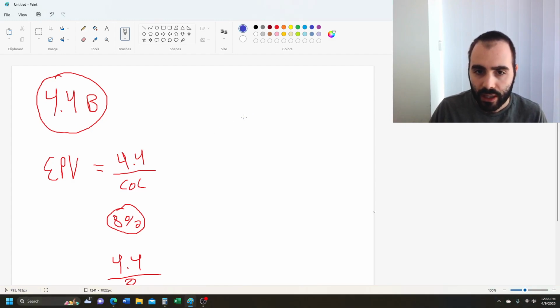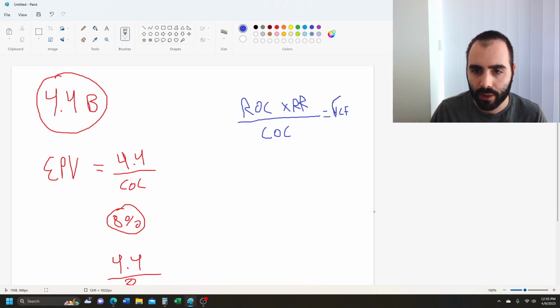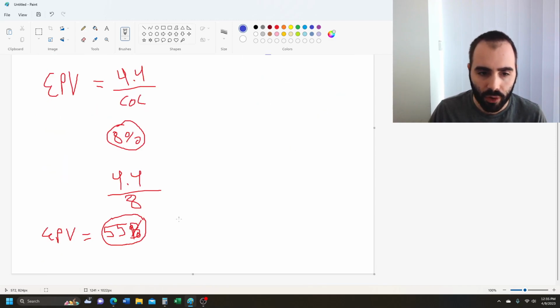The way that we do this is we take the return on capital of the company, we multiply that by what could be called the retention ratio, and divide this by the cost of capital, which we said was 8%. We take this number, and this will give us our value creation factor. Okay, so the return on capital times the retention ratio divided by the cost of capital will give us the value creation factor. We multiply the earnings power value by the value creation factor, and that will give us the enhanced earnings power value. Okay, so let's do this together.